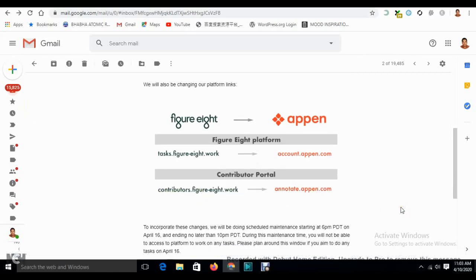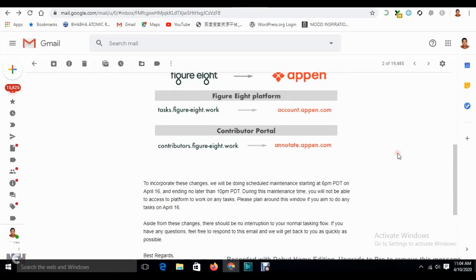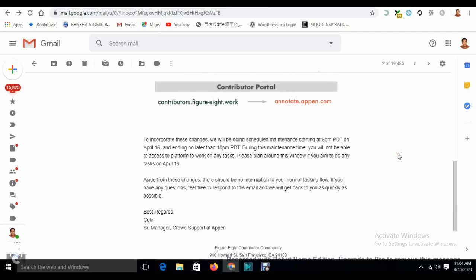They are saying that scheduled maintenance will start at 6 p.m. PDT, that is Pacific Daylight Time of North America. They are planning to integrate and go live with the Appen logo and Appen URLs and all that on 16th April. So they have sent this mail.